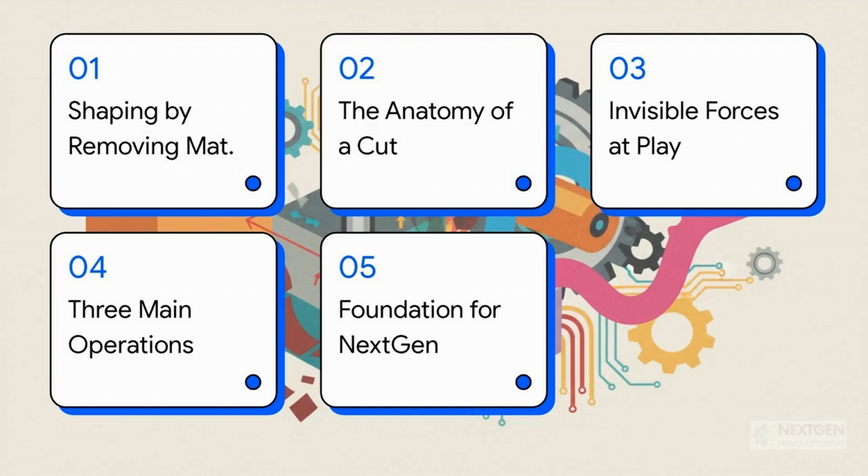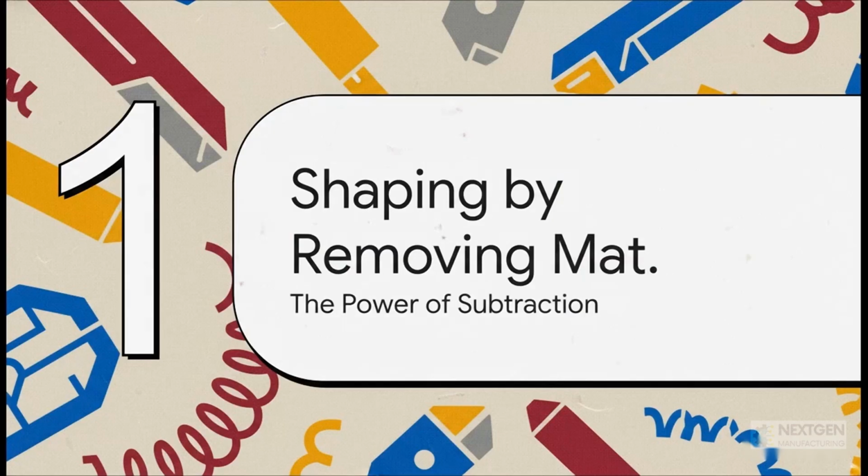Okay, so here's our game plan. We're going to break this all down into 5 key parts. We'll start with the basic idea of removing material, get right into the anatomy of a perfect cut, look at the invisible forces at play, cover the 3 main ways we do this, and finally, see why all of this is still the foundation for next-gen manufacturing. All right, let's dive right in.